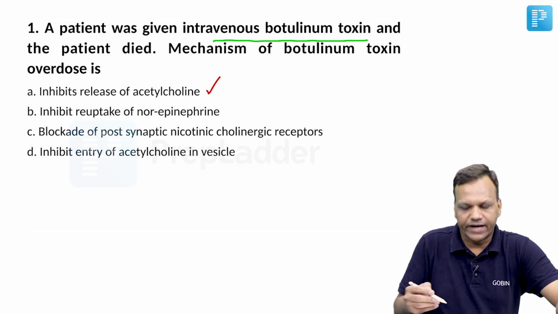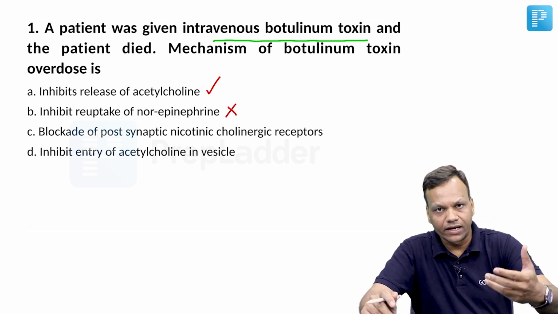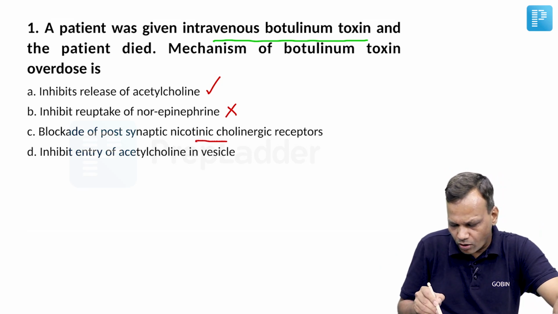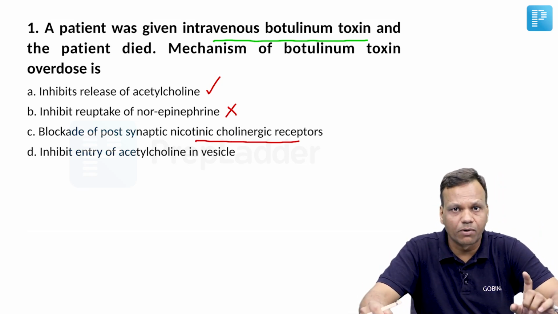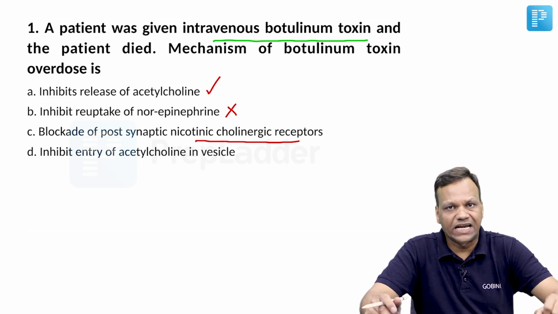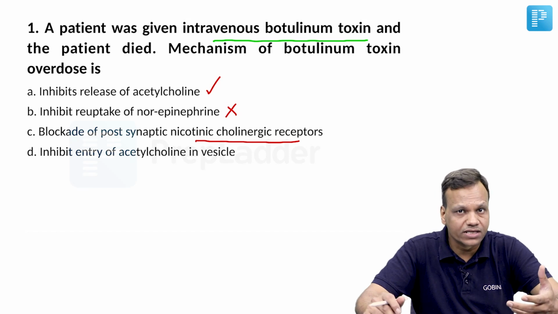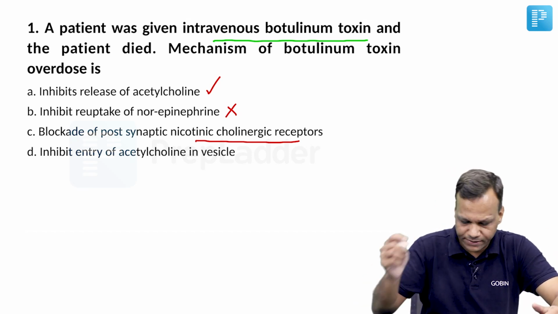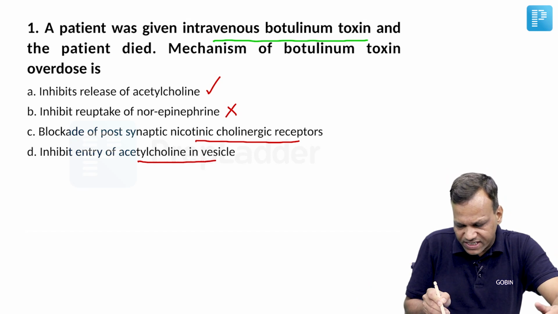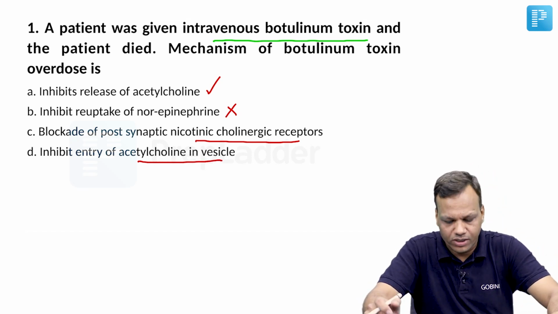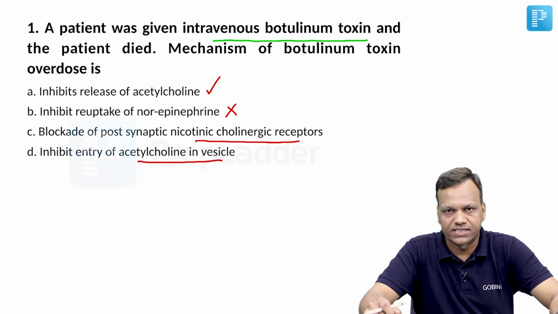Inhibit reuptake of noradrenaline, wrong, that is done by cocaine or tricyclic antidepressants. Blockade of postsynaptic nicotinic cholinergic receptors, no, it is not. N blockers and M blockers: M blockers are neuromuscular blocking drugs, like the drugs which end with curium or curoniums, and N blocker drugs are ganglion blockers like trimethaphan, hexamethonium, etc. Inhibit entry of acetylcholine in the vesicle, that is done by vesamicol. Vesamicol, so choline cannot enter. Okay, the answer is inhibit release of acetylcholine.